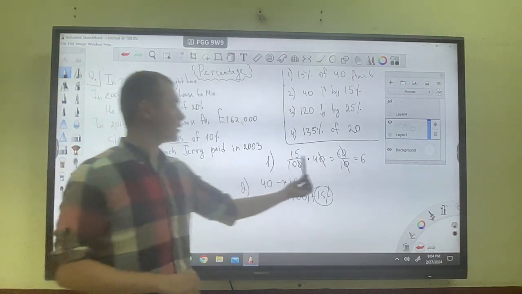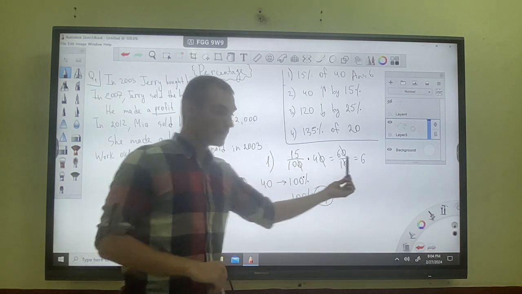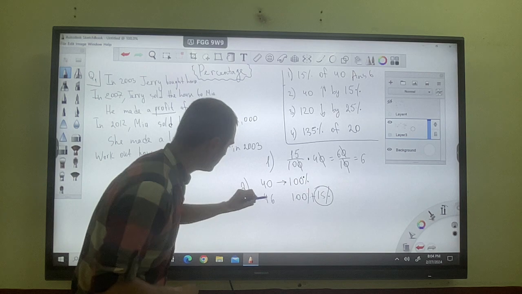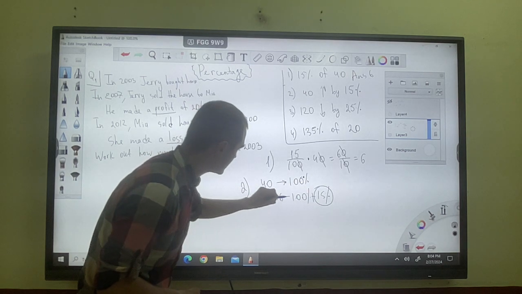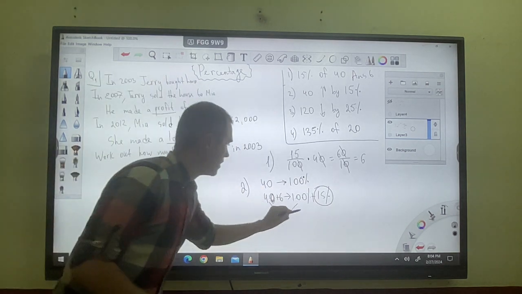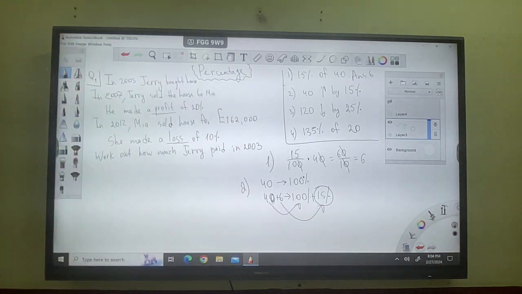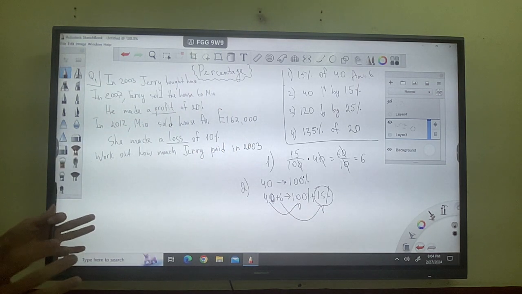Of course, we calculated just that amount, just this number. So in fact, we'll have 46, or let me write 40 plus 6. This will be the 100% plus our 15%. This is how we're going to deal with number 2.